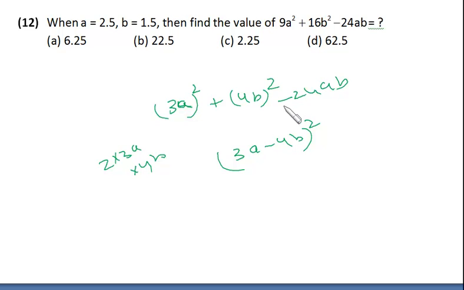Since it is minus sign over here, we'll be having minus sign over here. If it is plus, it will be plus over here. Now 3a minus 4b whole square. Now the story becomes very simple. A is 2.5, 3a will be 7.5. B is 1.5, 4 into 1.5, it is 6. So it is 1.5 whole square, that is 15 square divided by 100. So 15 square is 225, 2.25. Your answer is pretty simple. Just have to think that it is 3a minus 4b whole square.